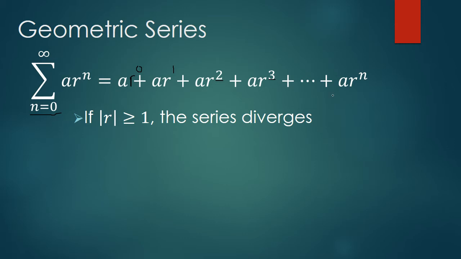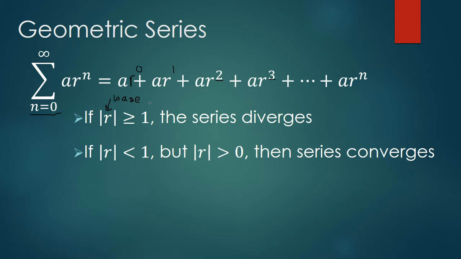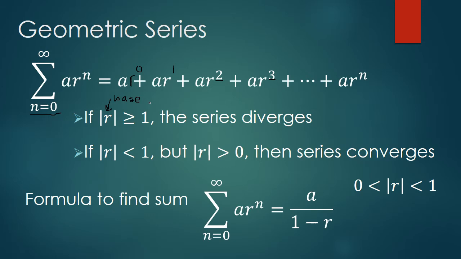If r, so r is the base of your exponent. So right here, this r is the base of the exponent, is greater than or equal to 1, we're going to say the series diverges. If r is less than 1, but greater than 0, we're looking at the absolute value here, the series converges. So in other words, the absolute value of r has to be between 0 and 1. We're looking at fractions here, okay? We're looking at decimals. If r is between 0 and 1, then the series converges, and we can use this formula to find the sum.